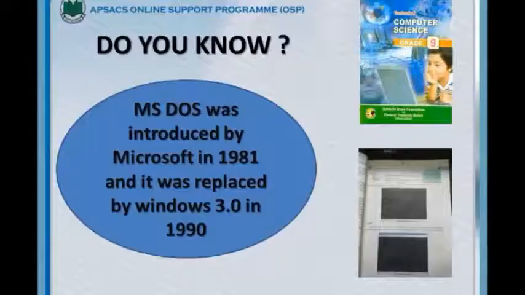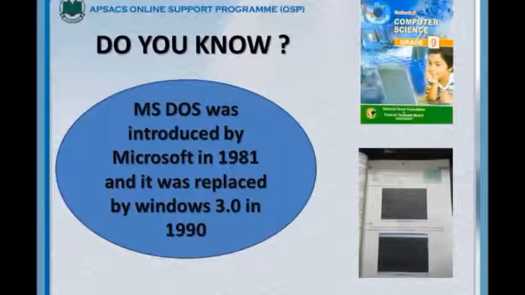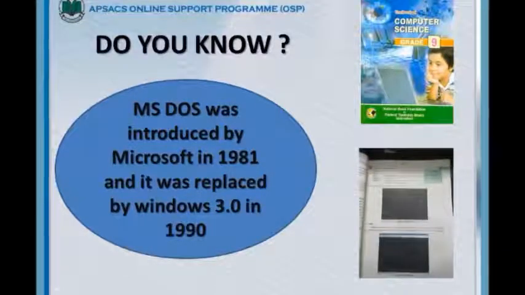Next we have, just for your information, Microsoft MS-DOS was invented in 1981 and it was replaced by the Windows operating system version 3.0 in 1990.